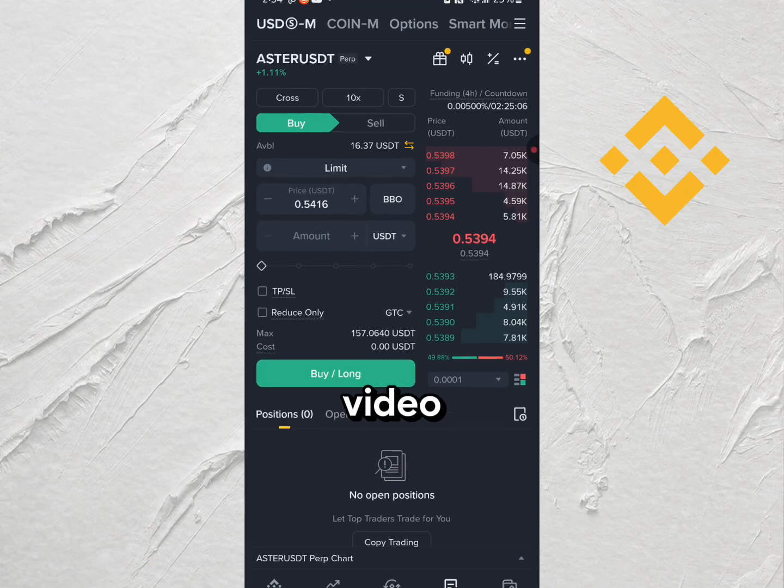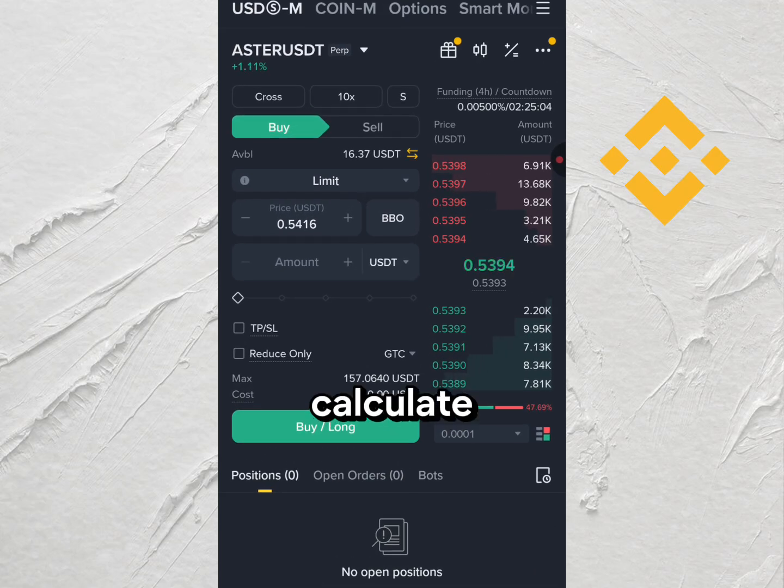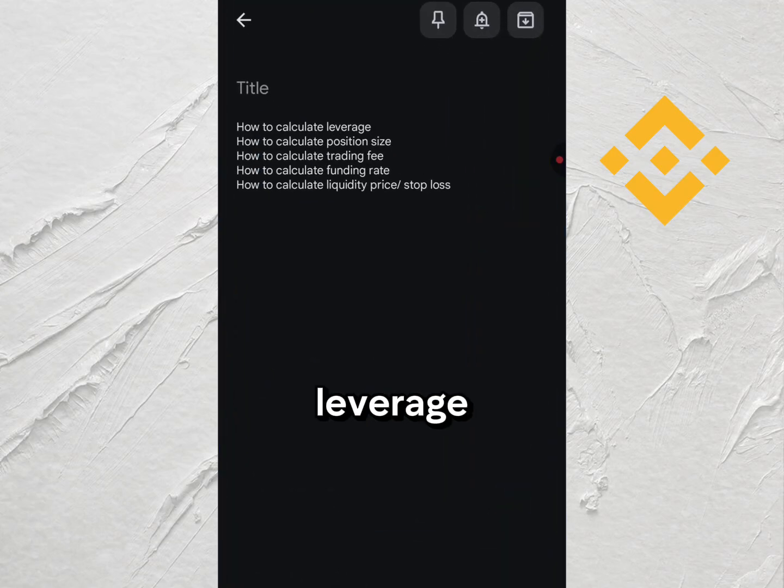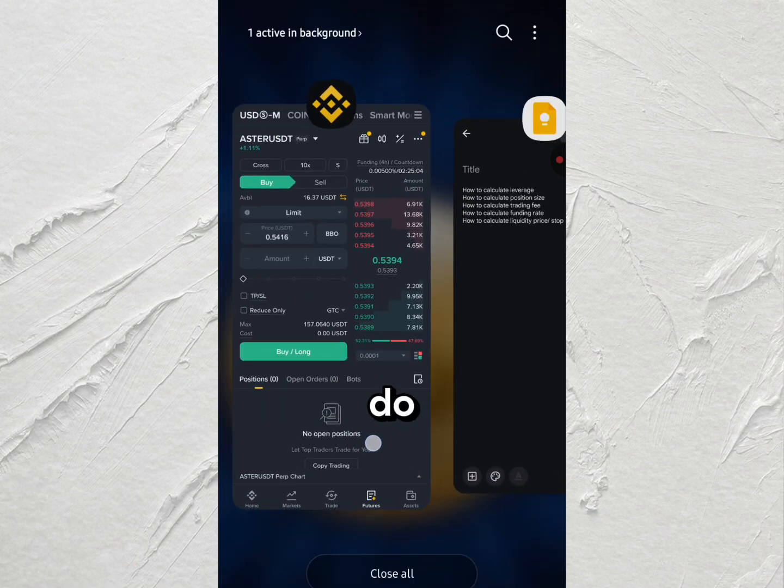In this video, I'm going to be showing you how to calculate your leverage. Number 2, how to calculate your position size. Number 3, how to calculate your future trading fee. And number 4, how to calculate your funding rate on futures. And lastly, how to calculate your liquidation price / stop loss. So I'm going to be showing you how to do all of this.